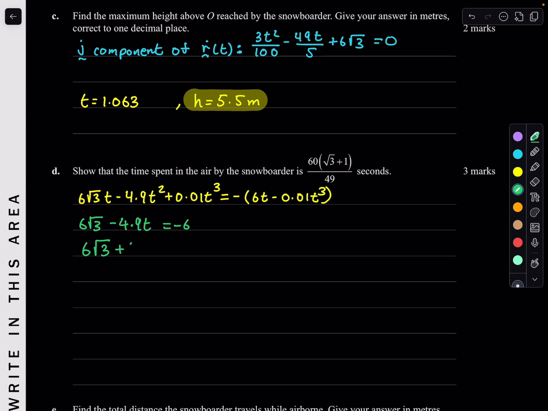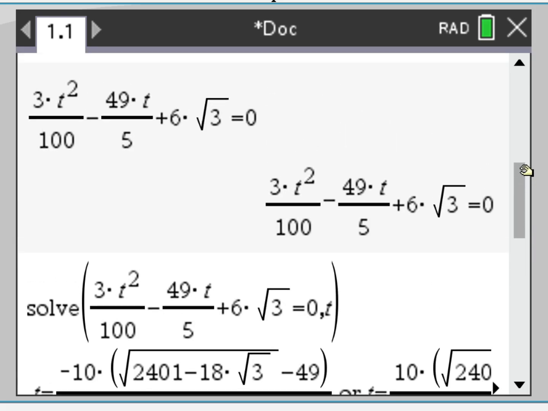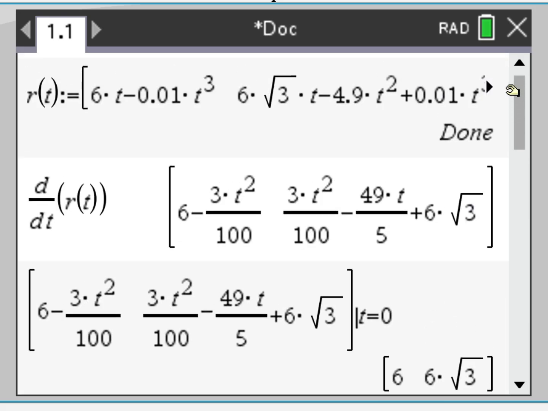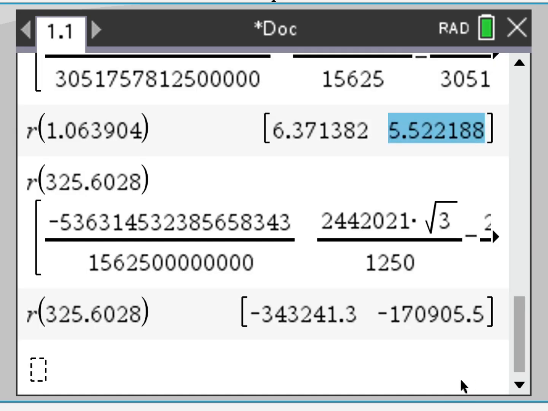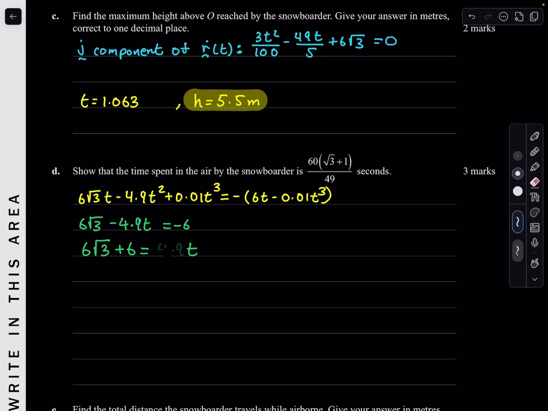to plus 6 here. By the way, what is 4.9t? Going back to my CAS, 4.9t is also written as what? If I write it as a fraction, it gives it to me much simplified. It's 49 over 10. So I can write this here as 49 over 10.